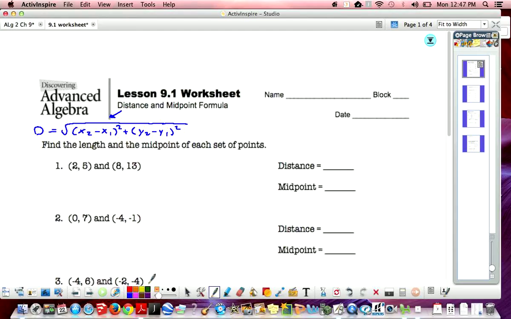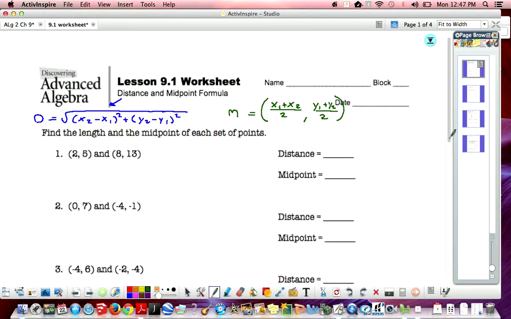For the midpoint formula, your midpoint is simply equal to the average of the x values. Excuse me there for a second, hiccuped a little bit. So we add your x coordinates together, divide by 2. Add the y coordinates, divide by 2. Remember that midpoint is a point.